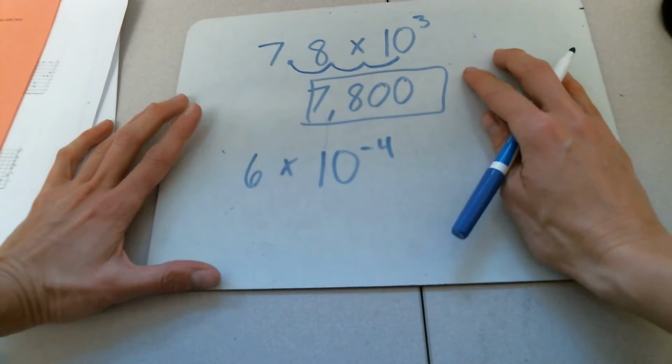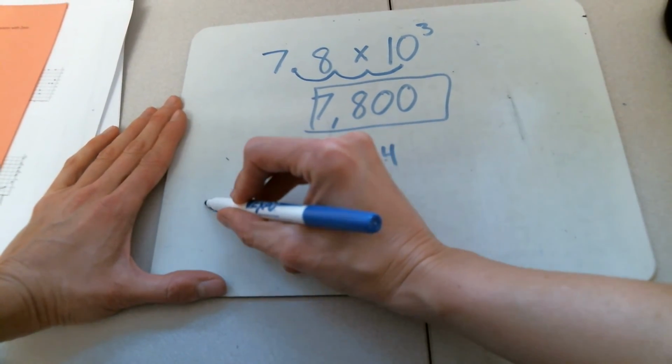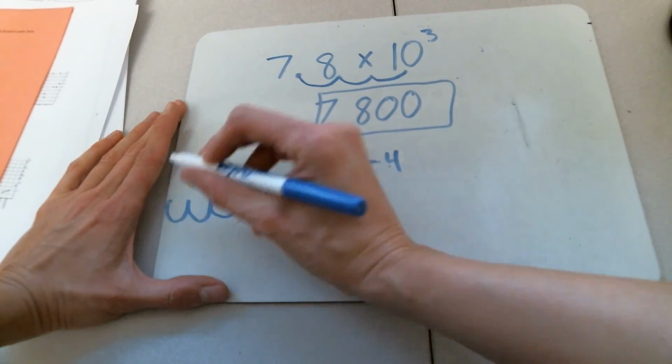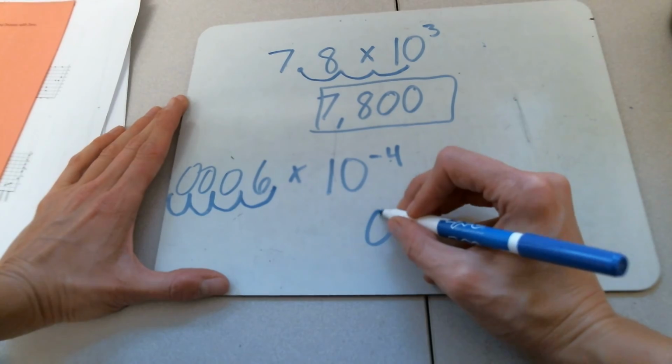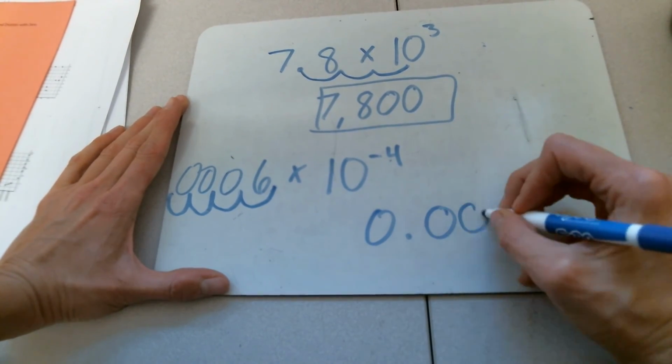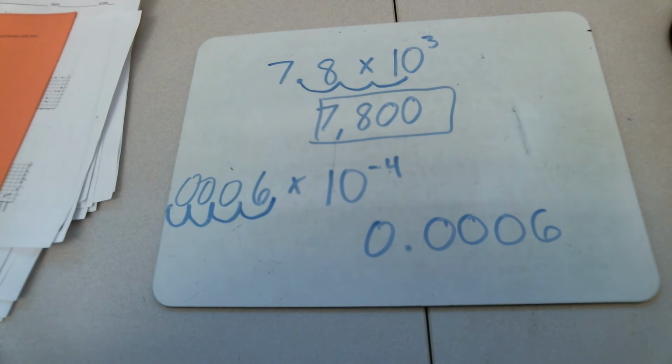In the second case, we have a negative exponent, so I know I'm going to have a decimal, so I move the decimal place 4 places. You can see that I have to add some zeros there as my placeholder, so I get 0.0006 as my answer.